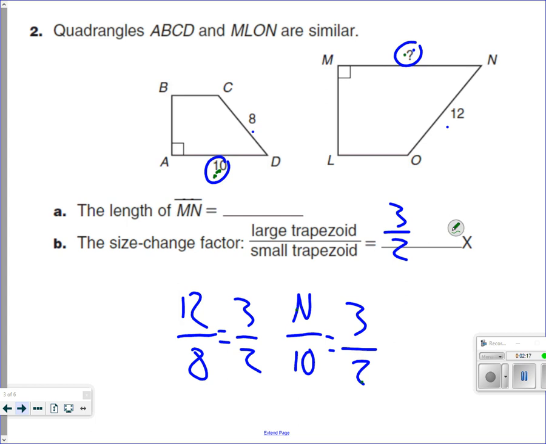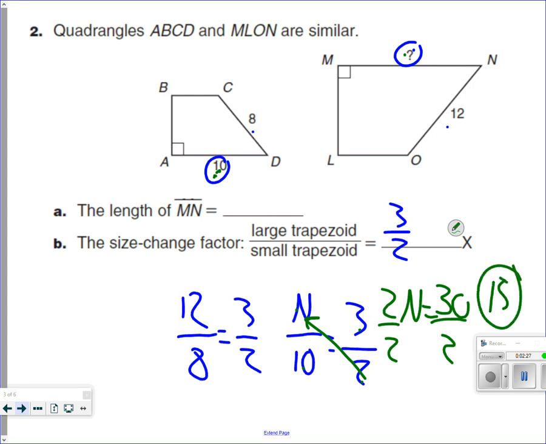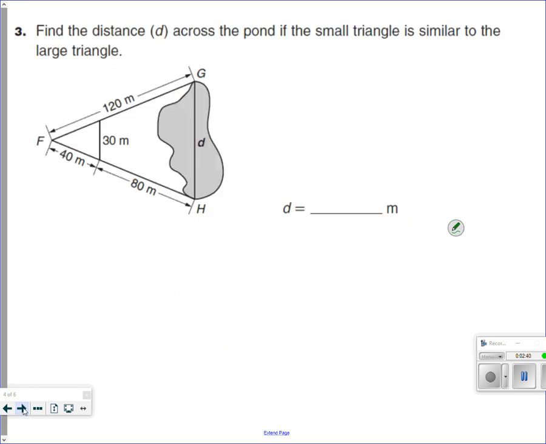Cross multiply: 2N equals 10 times 3, which is 30. Divide by 2, divide by 2, I'm left with 15. So this has to equal 15, which makes complete sense because 15 over 10 brings it down to 3 over 2, which makes these similar to each other. Next problem. Find the distance across the pond if the small triangle is similar to the large triangle.